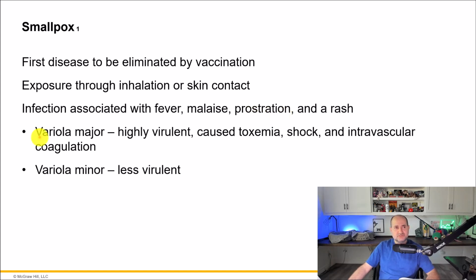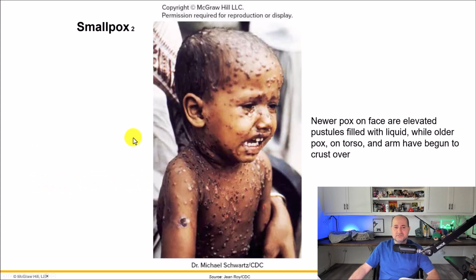There were two strains of smallpox. Variola major was highly virulent and caused toxemia, that means toxins in the blood, toxic shock, and intravascular coagulation, that means clumping of your blood. Variola minor was a strain that was less virulent. Here you can see the effects of smallpox. The newer pox appear on the face, and you can see these are elevated pustules filled with liquid, while on the torso you could see the older pox which have begun to crust over.